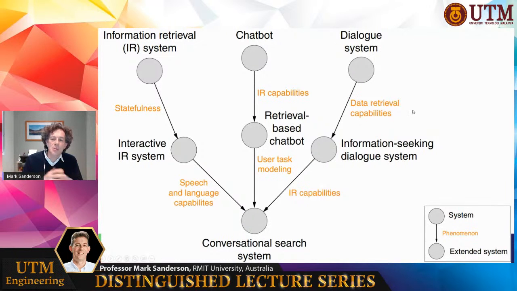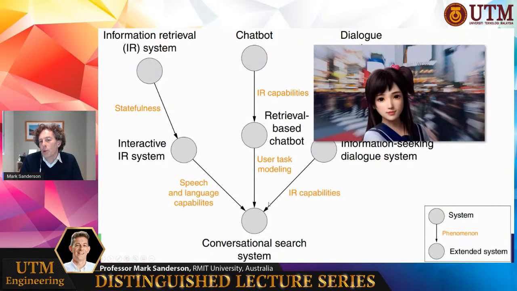By dialogue systems, what I mean here is systems like when you phone up your cinema and ask to book some tickets to go see a movie. And the system enables you to talk to it, and it uses speech recognition, but it follows a very rigid dialogue. But those dialogue systems are starting to build data retrieval and information retrieval capabilities, and they're starting to head towards conversational search. We also have chatbots.